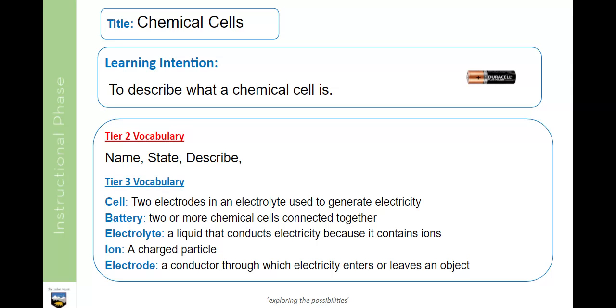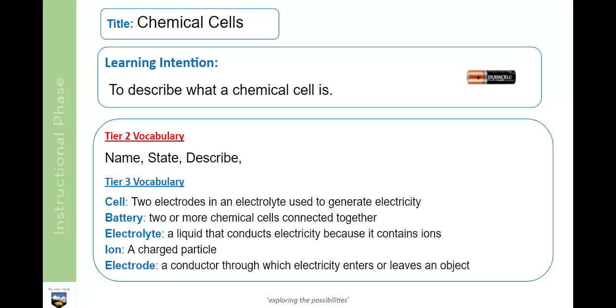Some keywords. A cell is when you have two electrodes in an electrolyte which generates electricity. And you know those keywords from our lessons on electrolysis. A battery is two or more chemical cells connected together. An electrolyte is a liquid that has ions in it. The ions move to allow electricity to conduct through the liquid. An ion is a charged particle.